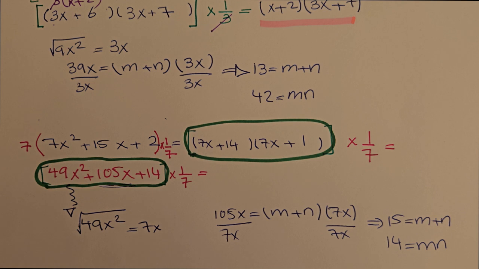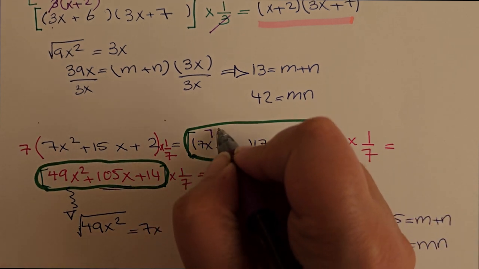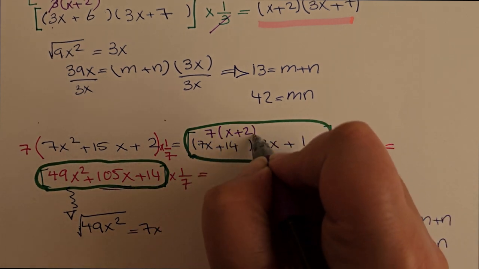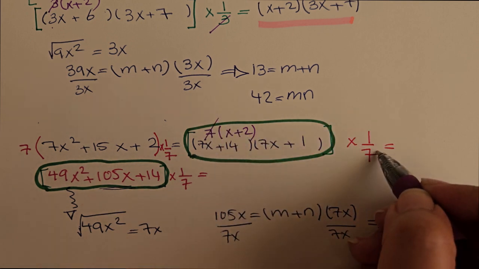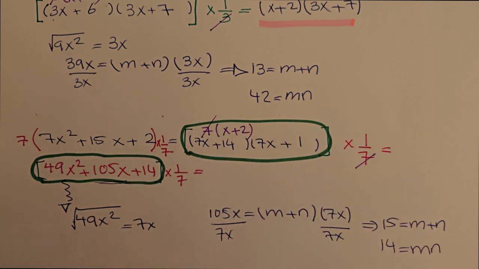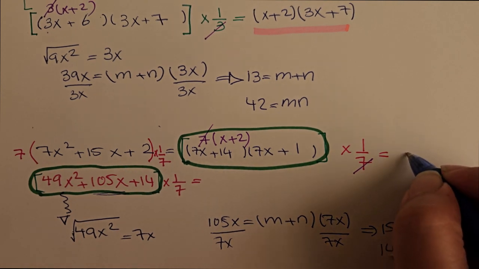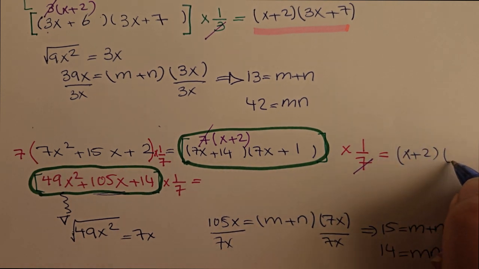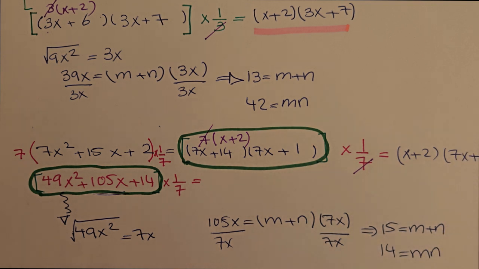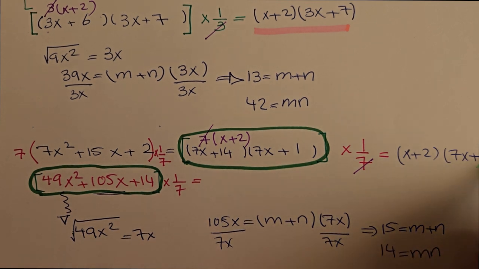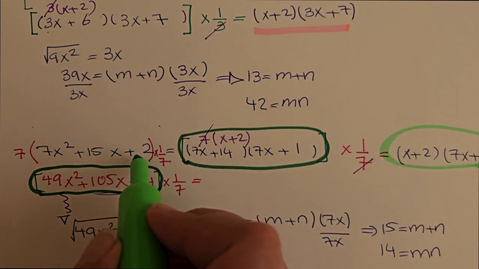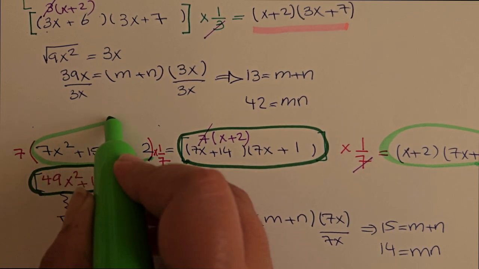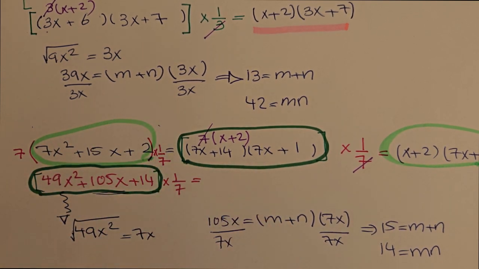Okay, so what we can do here, take a look closely. In the first bracket, you can factorize a 7, then you would have x plus 2. 7 with 7 would be simplified. Then your final answer would be x plus 2 multiplied by 7x plus 1. This is your final answer. In other words, if you multiply them back together, it would be equal to this thing, right?